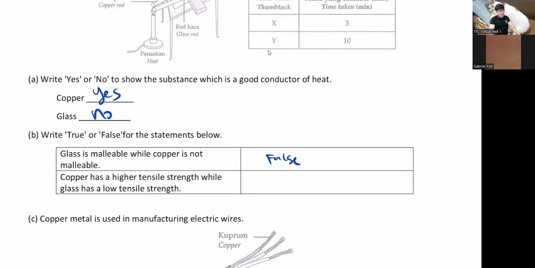And then B, copper has high tensile strength. Glass has low tensile strength. Yes, of course. Tensile strength means how strong they are. This is why they use metal like iron to make your car. Your car is made from iron or steel, if you would.